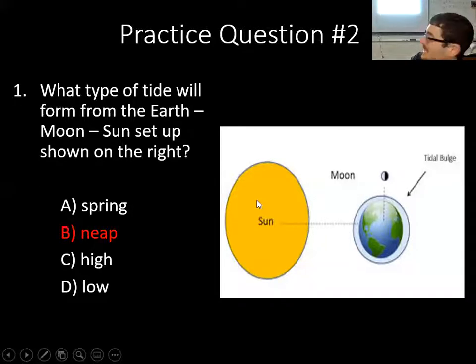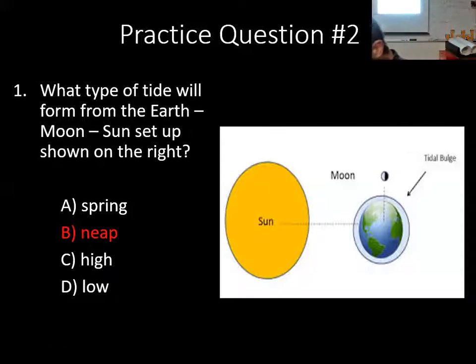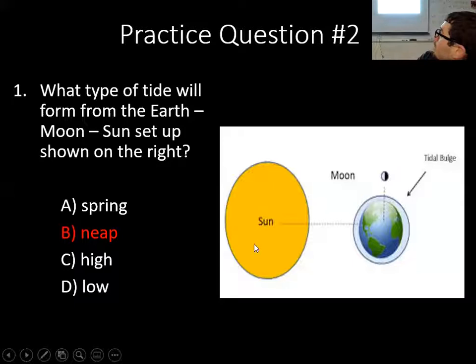The answer is going to be letter B, neap tides. Again, why? Well, neap tides are more medium, right? They're not really high tides or low tides. Why? Because the sun and the moon are working against each other. They're not working together to pull the same part of the earth. They're working against each other, which makes the tides a happy medium.